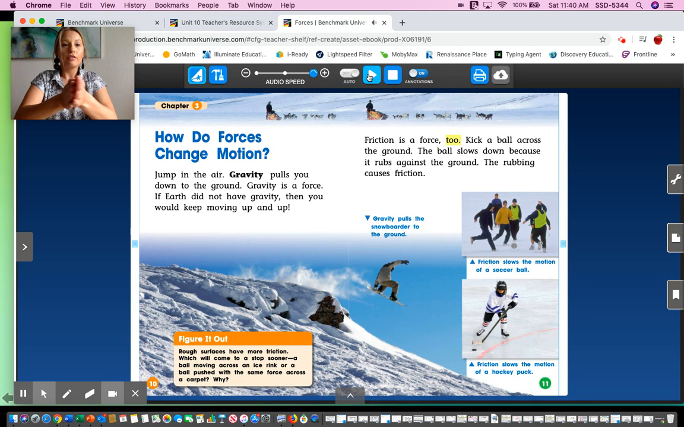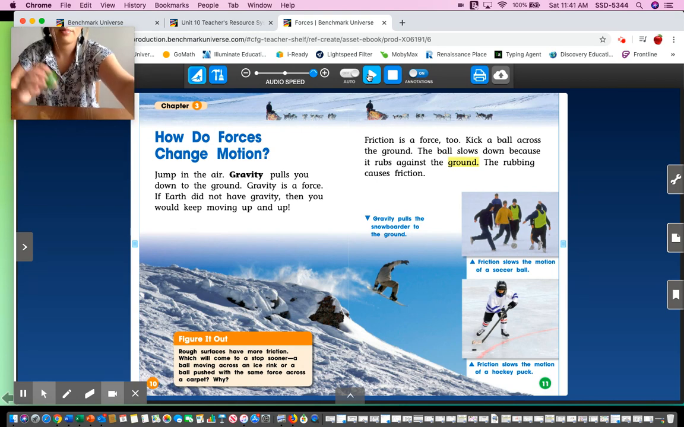Friction is a force too. Can you say friction? Friction kind of sounds like fiction, which means fake, but there's an R. Kick a ball across the ground. The ball slows down because it rubs against the ground. So when you kick a ball, it doesn't keep going forever. It stops, right? You kick it, it goes, and then it stops. It slows down, and that's because of friction. The ball is rubbing against the ground and it starts to slow down.